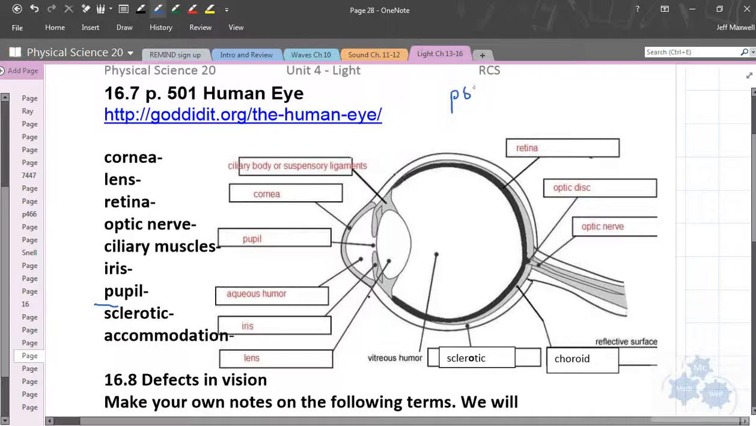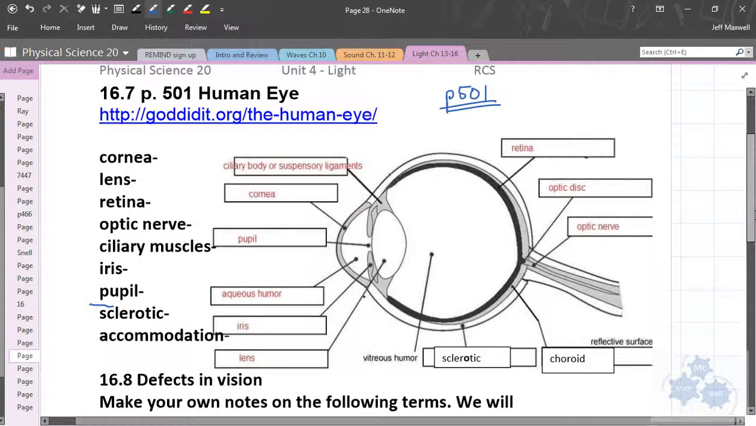On page 501 is the diagram that is exactly the same as your sheet, but just for projection purposes, I'll just use this one. So this is the lens right here. Now, the lens is shaped in a certain way as to refract light coming into our eye. There is a lens that refracts light, but there's also something called the cornea right here. This is the cornea, the transparent part of the eye that protrudes from the lens and this area of the eye.